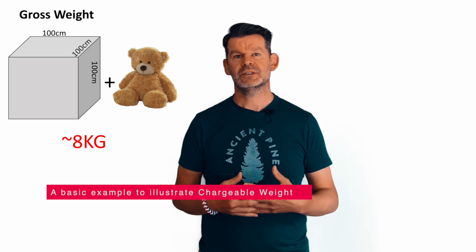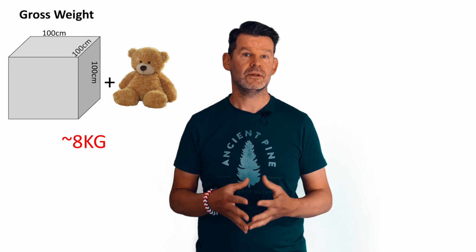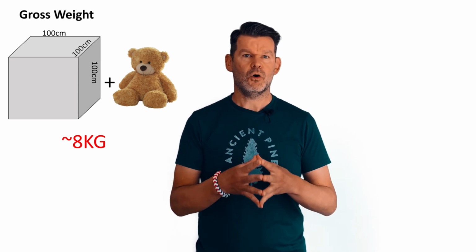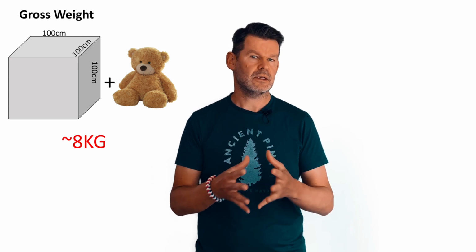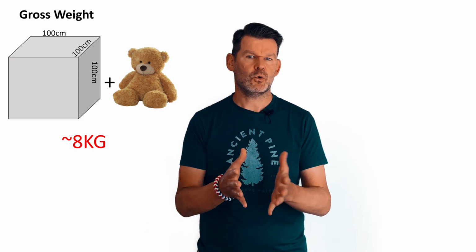Let's take an example where we are shipping a toy teddy bear that we are going to ship in a box that has an equal length of 100 centimeters for the width, the depth and the height. The combined weight of the box with the teddy bear and some filling material is going to be about 8 kilograms. That will be the gross weight.